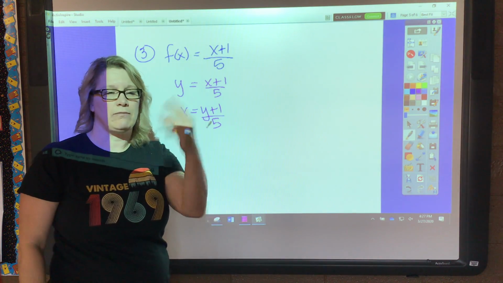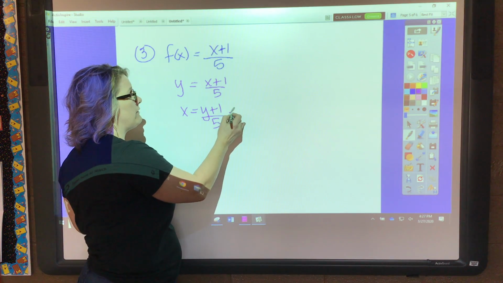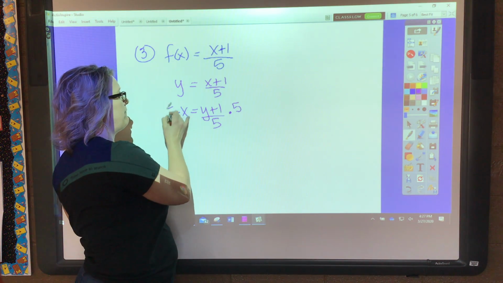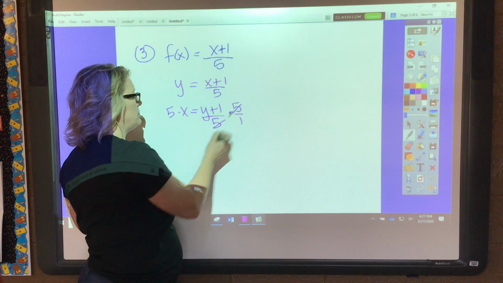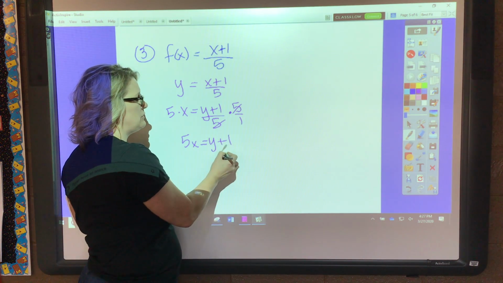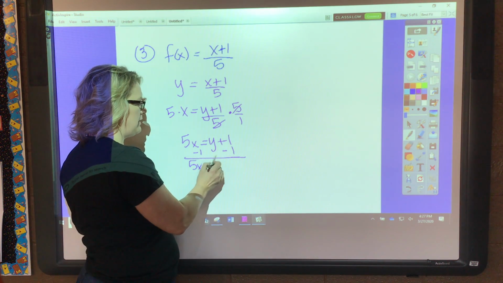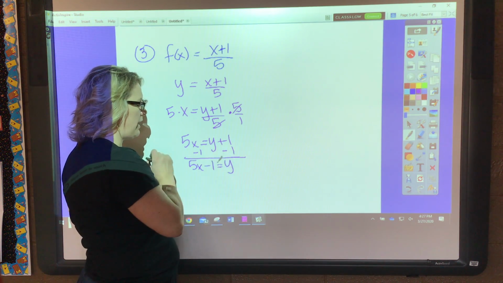Step number 3, resolve for y. So, how do I get rid of a 5 on the bottom? Multiply by 5. This goes away. Now we have 5x is equal to y plus 1. Subtract your 1 from both sides. Now we have 5x minus 1 equals y.